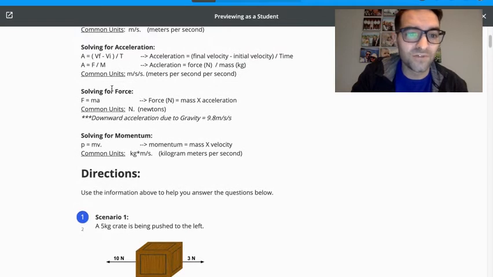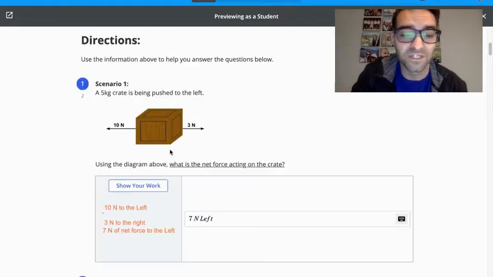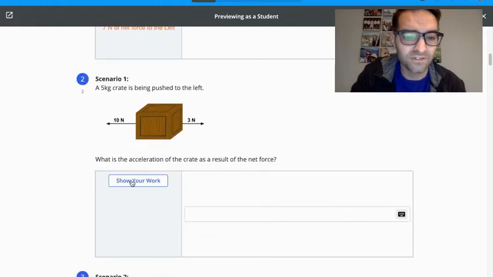And so to do that, we can use one of these equations. And this one is force divided by mass. So we see that here. And because we know the mass is 5 kilograms and we know the net force, I can calculate the acceleration. And keep in mind, the acceleration units are going to be meters per second per second. So again, you need to show your work.